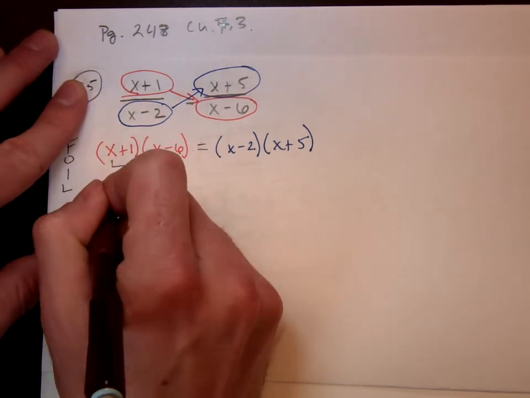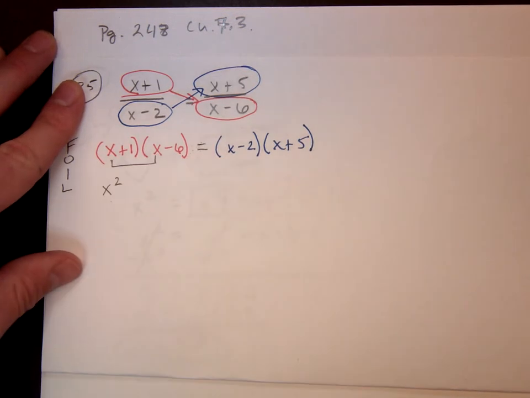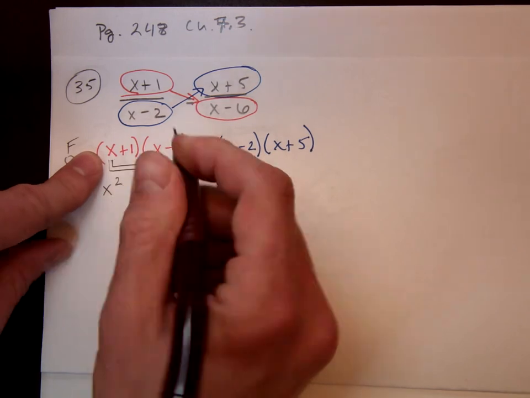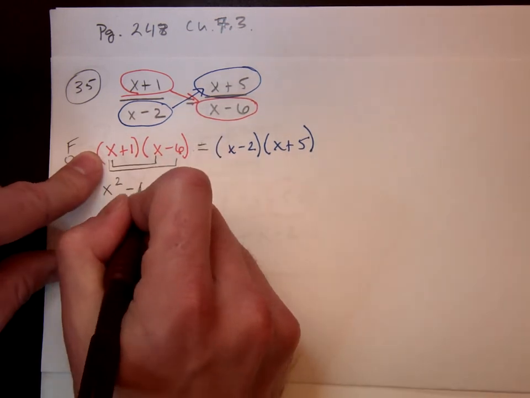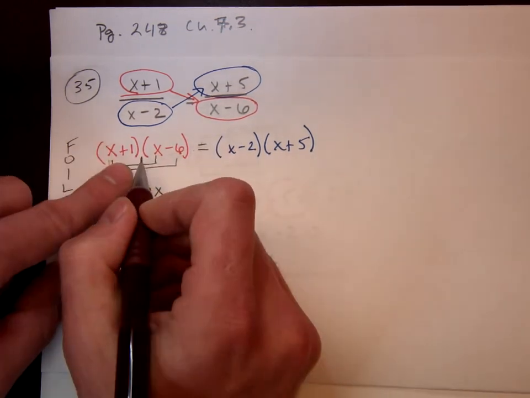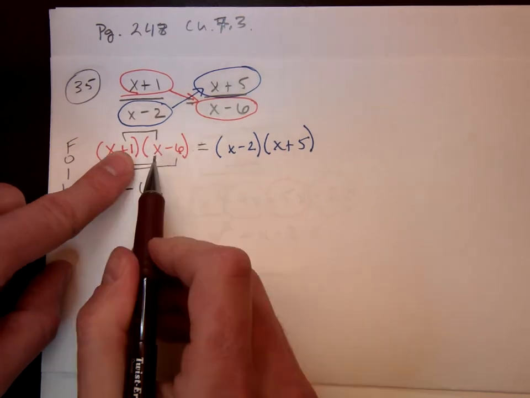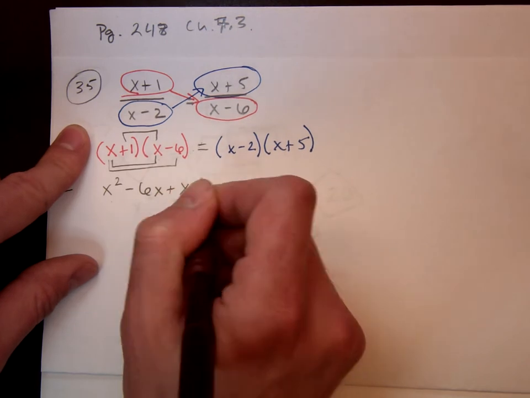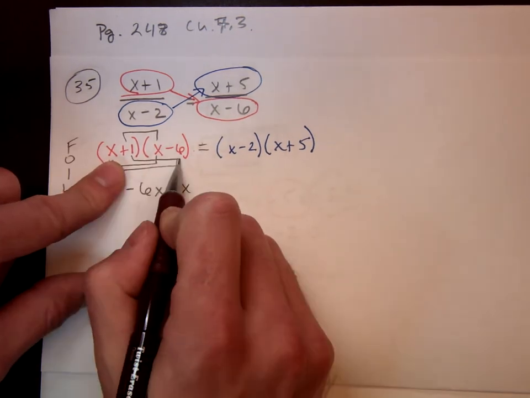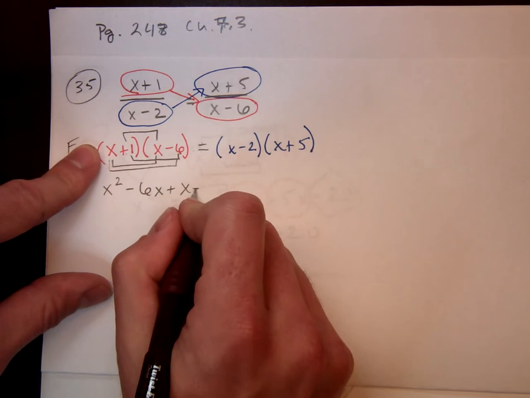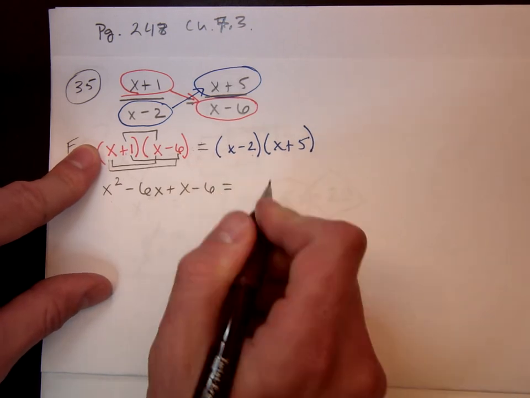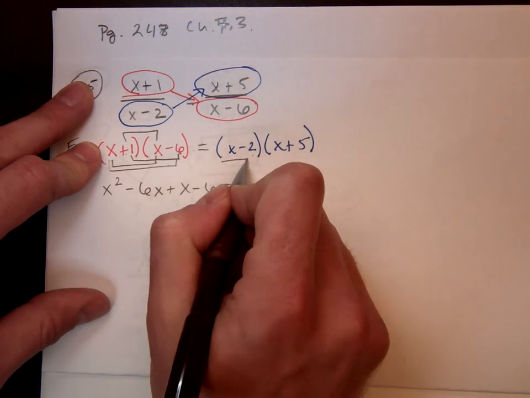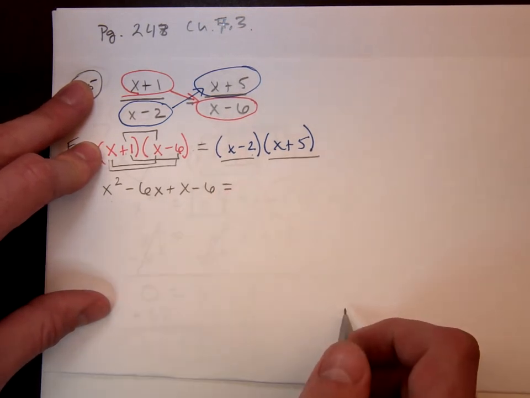First is x times x, which is just x squared. Outside, I'm going to take the outside term, so x and negative 6 in this case, so minus 6x. Inside, that's when we do 1 times x, or just positive x. And then last, 1 times negative 6, so minus 6. Now for this one, I'm going to do something a little bit different. Now I'm going to treat each of these as a side of a rectangle.